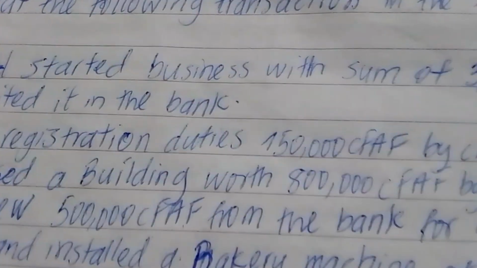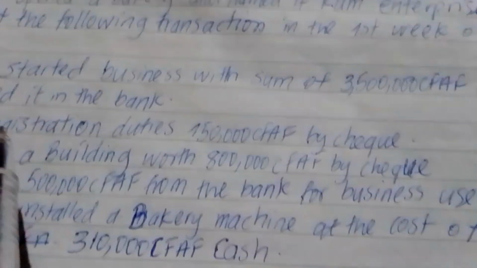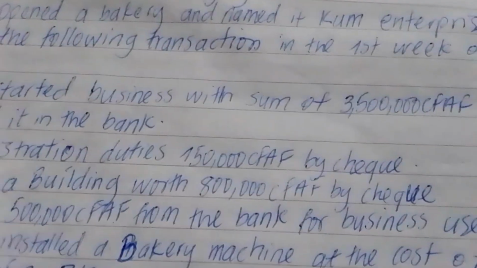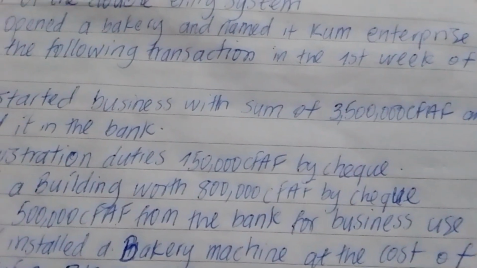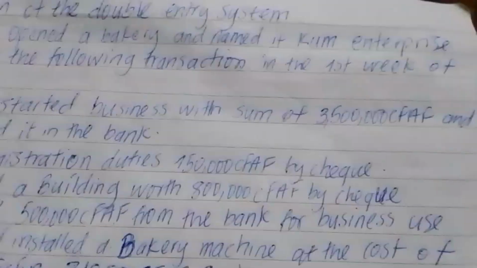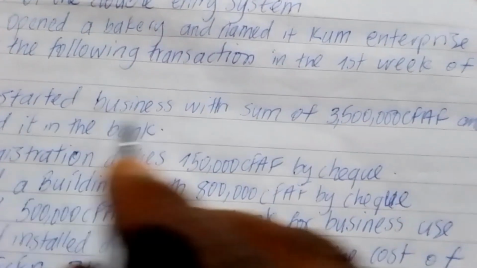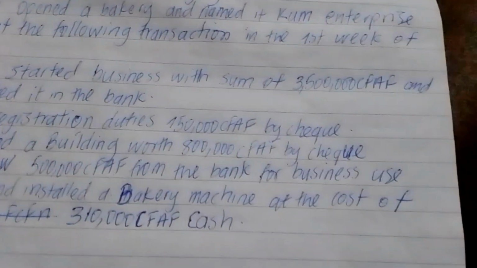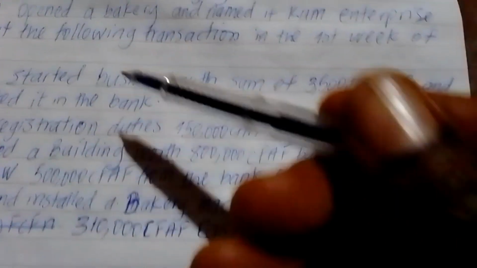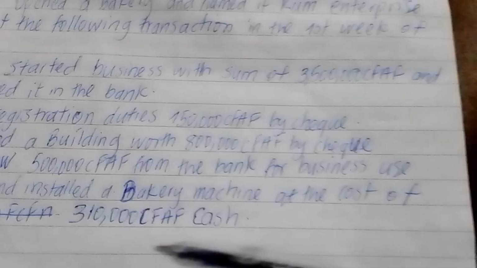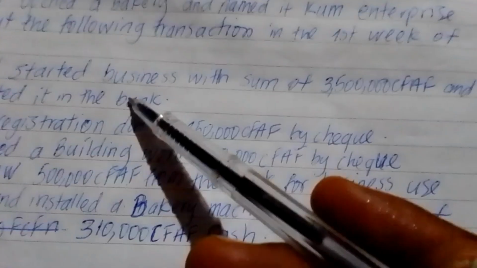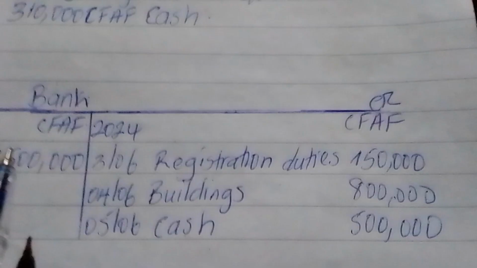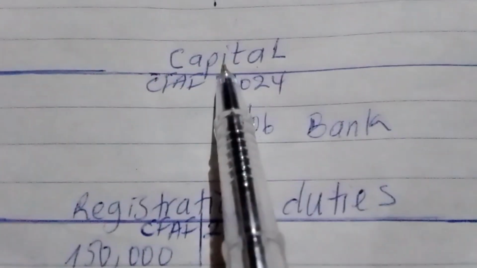So here we have started business. What does a businessman start a business with? It is capital. So you see that this is the one account and the other account is the bank. We are supposed to present an account for capital and bank. So this is what I have presented here: you have the bank and you have the capital account.